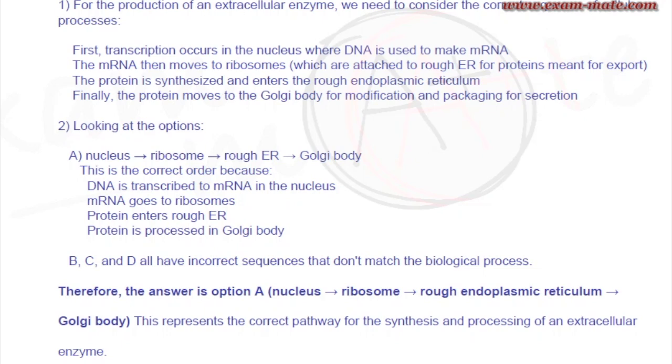2. Looking at the options. A. Nucleus, ribosome, rough ER, Golgi body. This is the correct order because DNA is transcribed to mRNA in the nucleus. mRNA goes to ribosomes. Protein enters rough ER. Protein is processed in Golgi body. B, C, and D all have incorrect sequences that don't match the biological process. Therefore, the answer is option A, nucleus, ribosome, rough endoplasmic reticulum, Golgi body. This represents the correct pathway for the synthesis and processing of an extracellular enzyme.